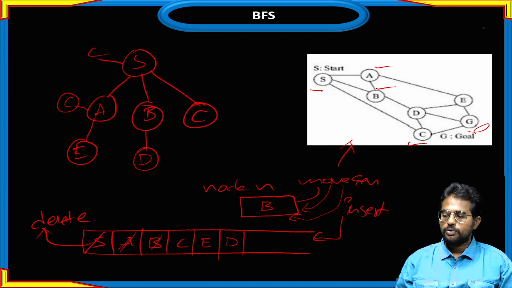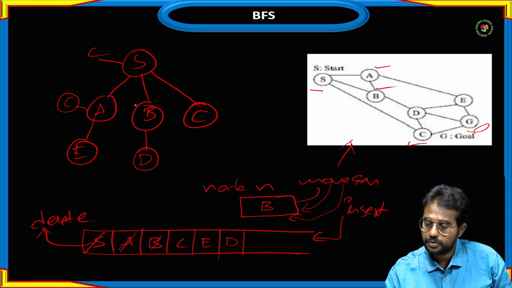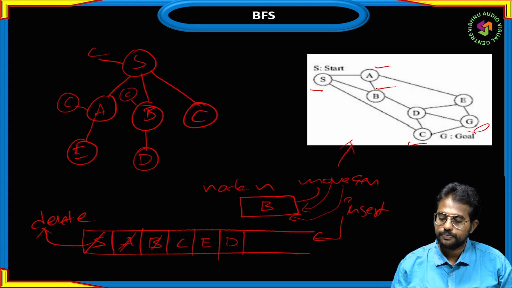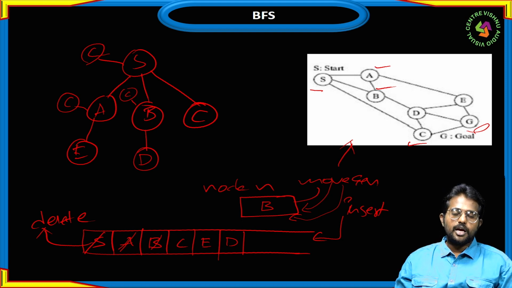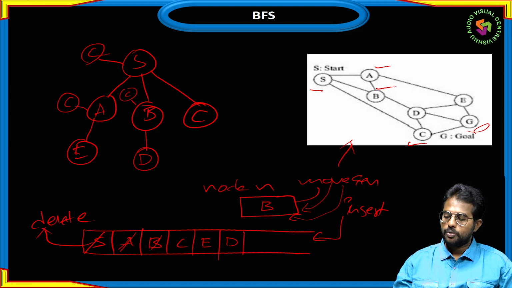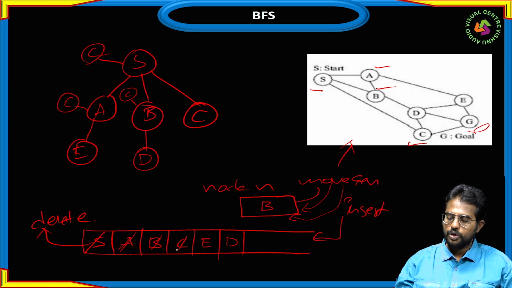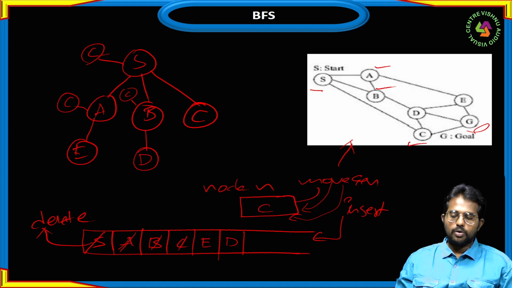Next, again I am going to check the while conditions. The first condition is whether the goal node is reached. The goal node is not reached. Next, I am going to check whether Q is empty. Q is also not empty. So I am going to apply the deletion operation on the Q. After applying it, C will be deleted and this C will be stored in node N.